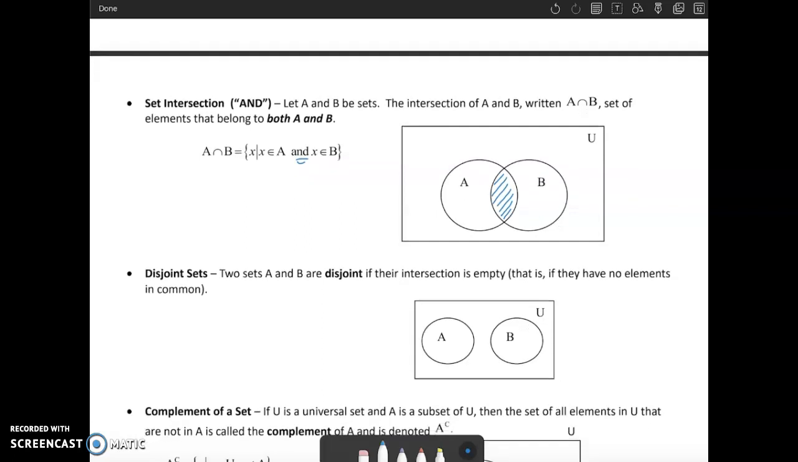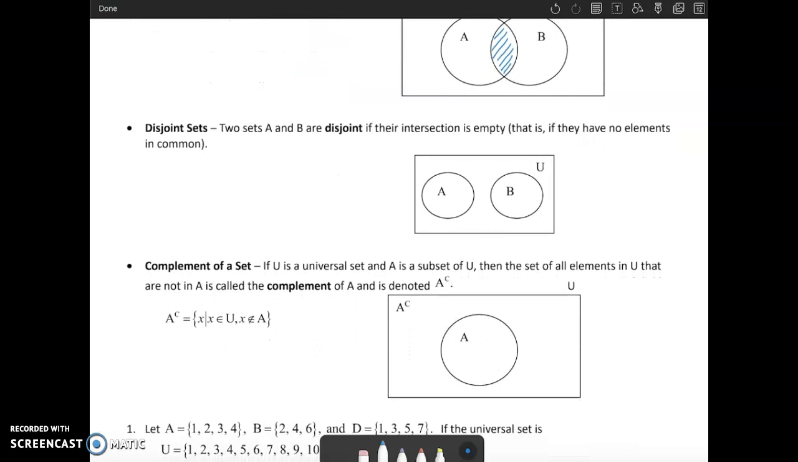Now, two sets could be what we call disjoint sets. So sets are disjoint if their intersection is empty. And what that means is that they have no elements in common. So if you have two circles in your universal set that do not overlap each other, they are completely separated with nothing in common, those are called disjoint sets.